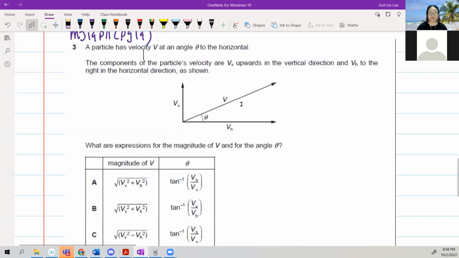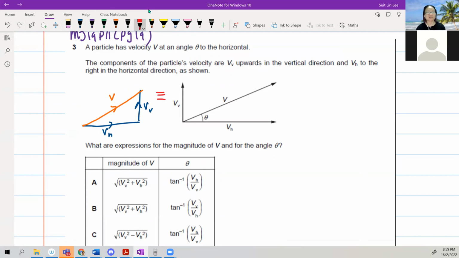So here, they draw the diagram differently. Notice that? Instead of having VH in this direction and VV in this direction, where V is for vertical and H is for horizontal, and then when you combine, you get V, they decided to draw this way. These two diagrams are equivalent, meaning they can be seen as the same thing. What are the expressions for the magnitude of V and the angle theta?